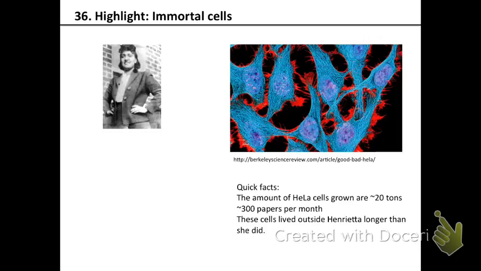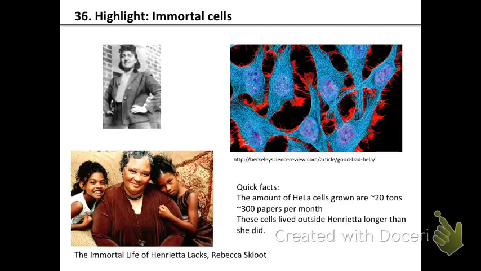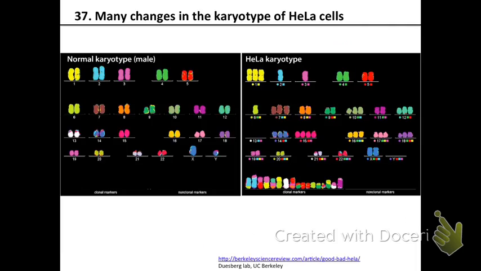And in fact, Henrietta Lacks died quite young because of her cancer, and these cells lived outside Henrietta Lacks longer than she did. So these were isolated from the cancer cells in Henrietta. And there's actually an excellent book called The Immortal Life of Henrietta Lacks, and this is her family. It's a good read.